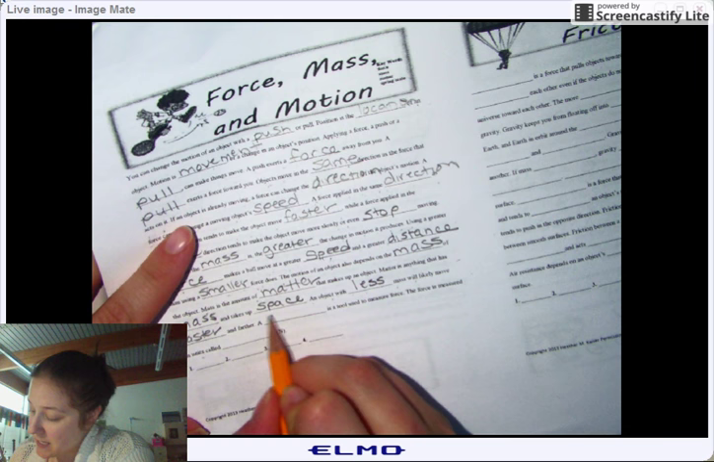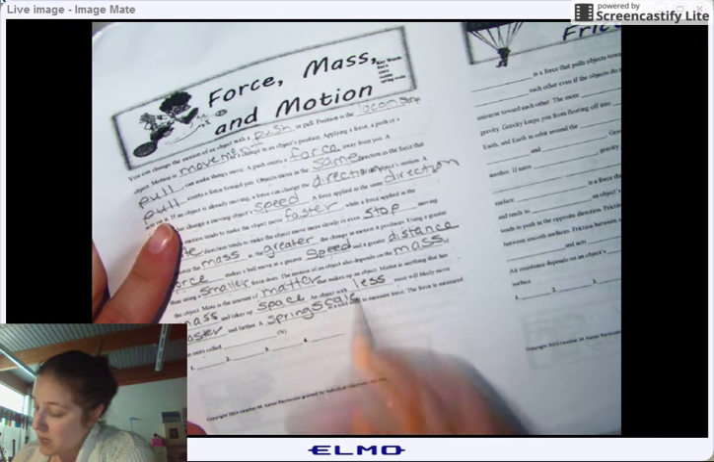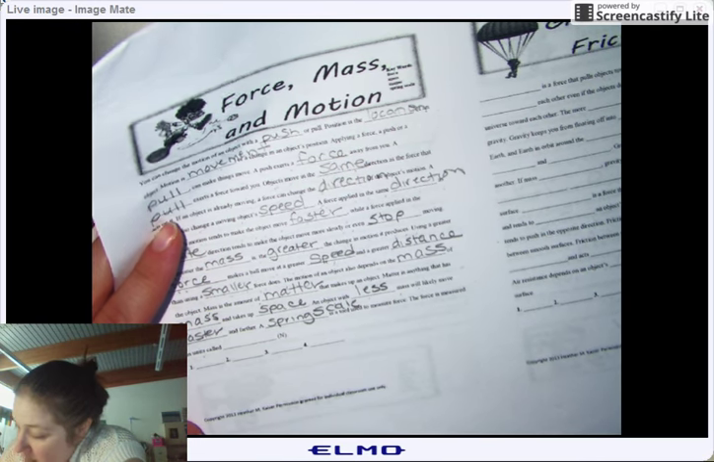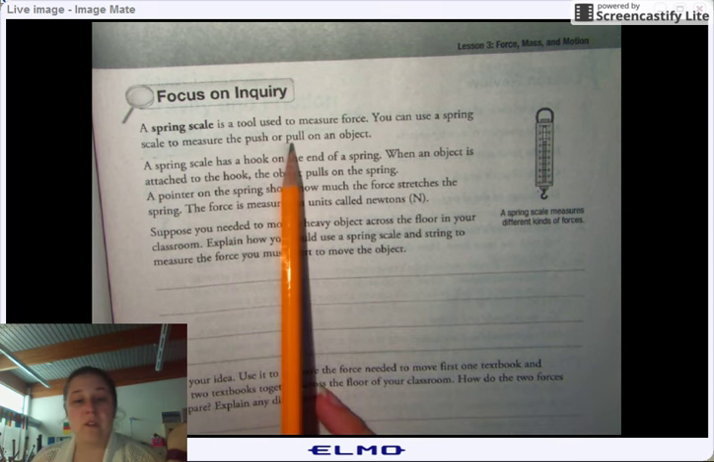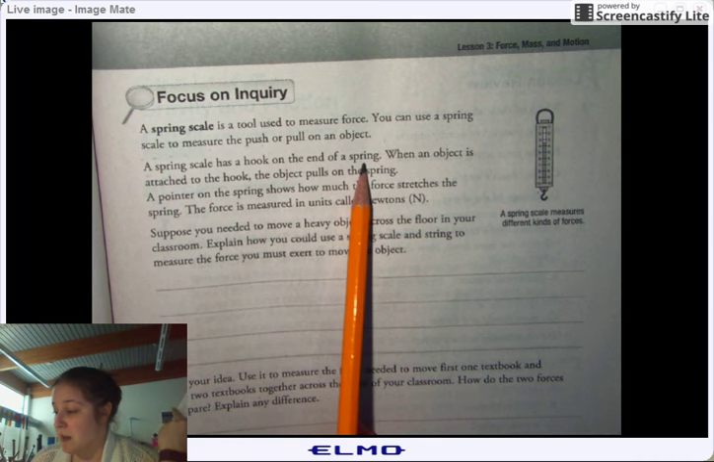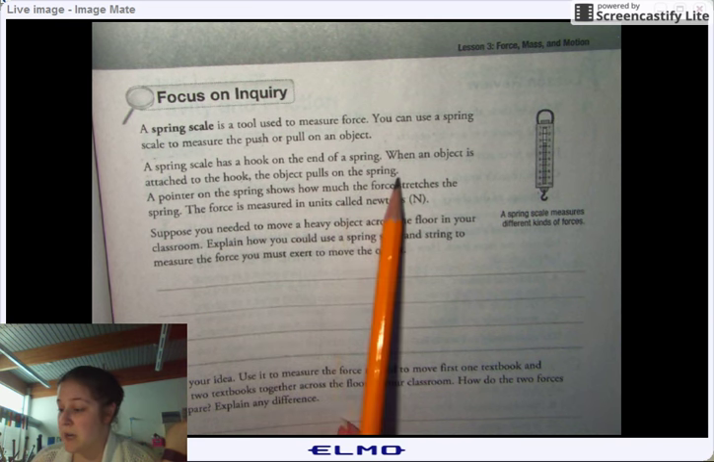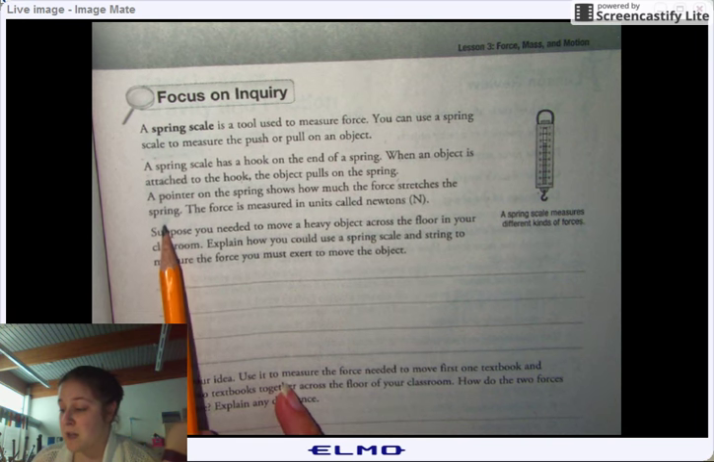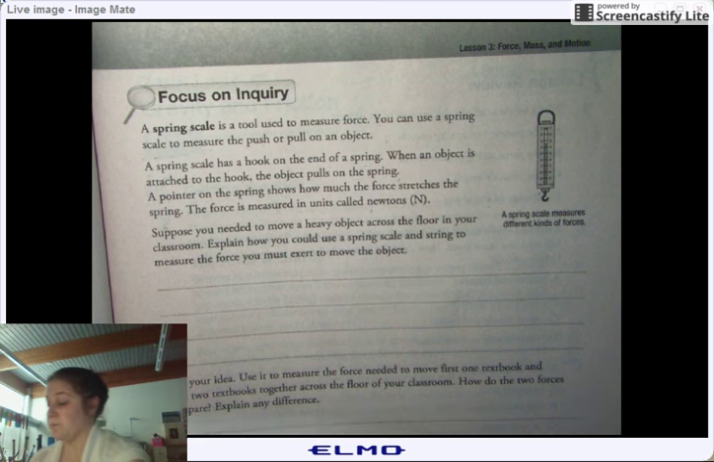A spring scale is a tool used to measure force. The force is measured in units called... You can use a spring scale to measure the push or pull of an object. A spring scale has a hook at the end of the spring. When an object is attached to one hook, the object pulls on the spring. A pointer on the spring shows how much the force stretches the spring. The force is measured in units called newtons.